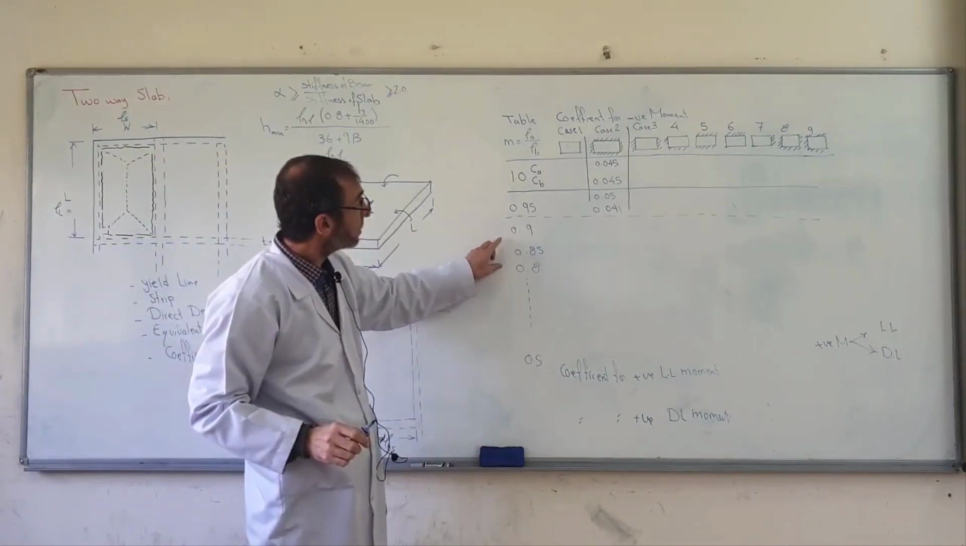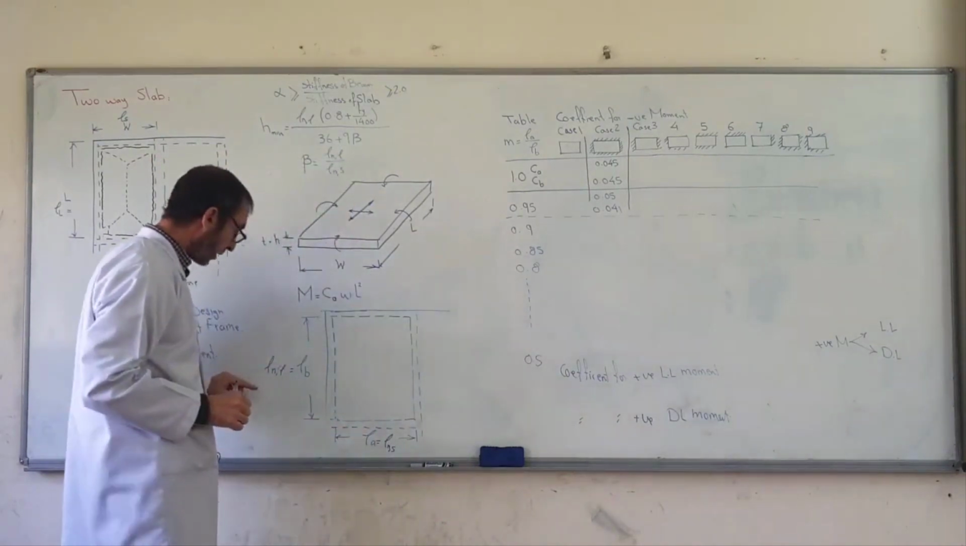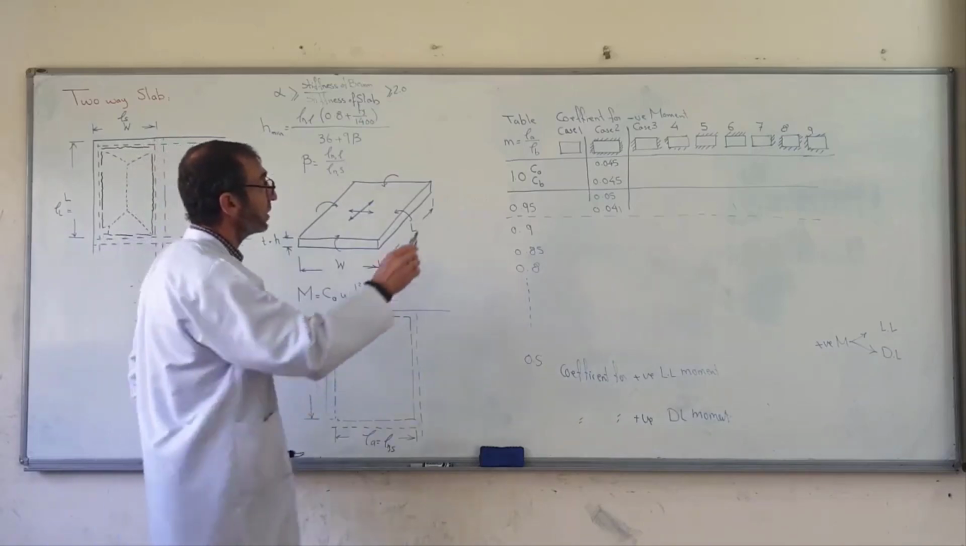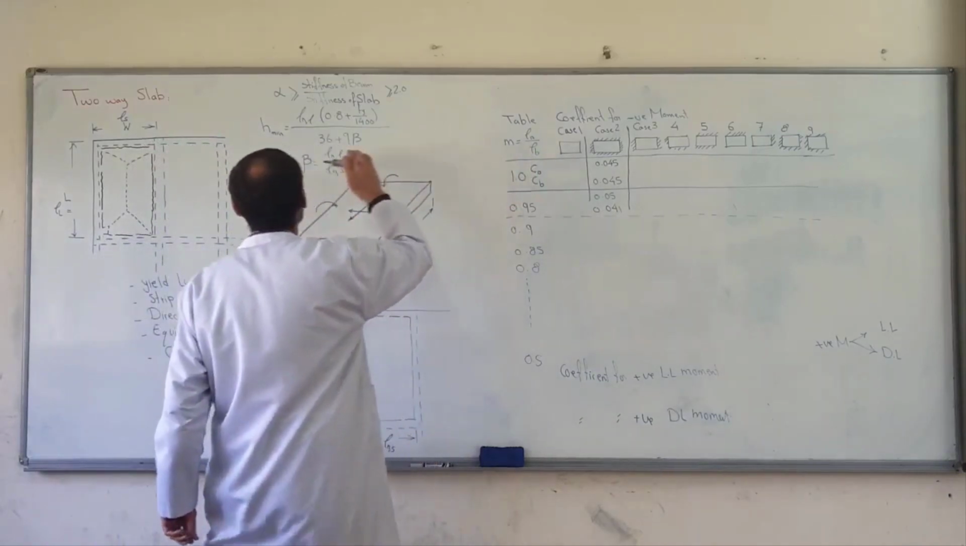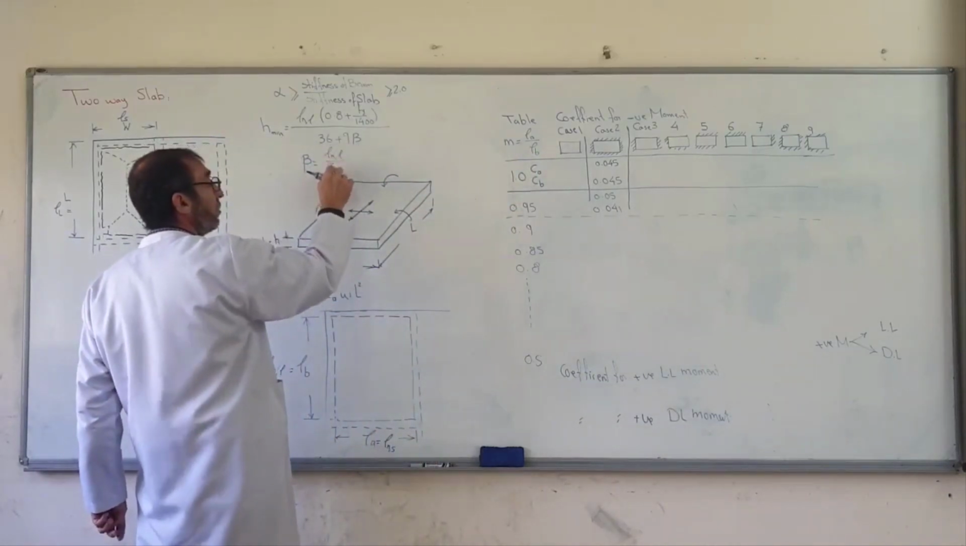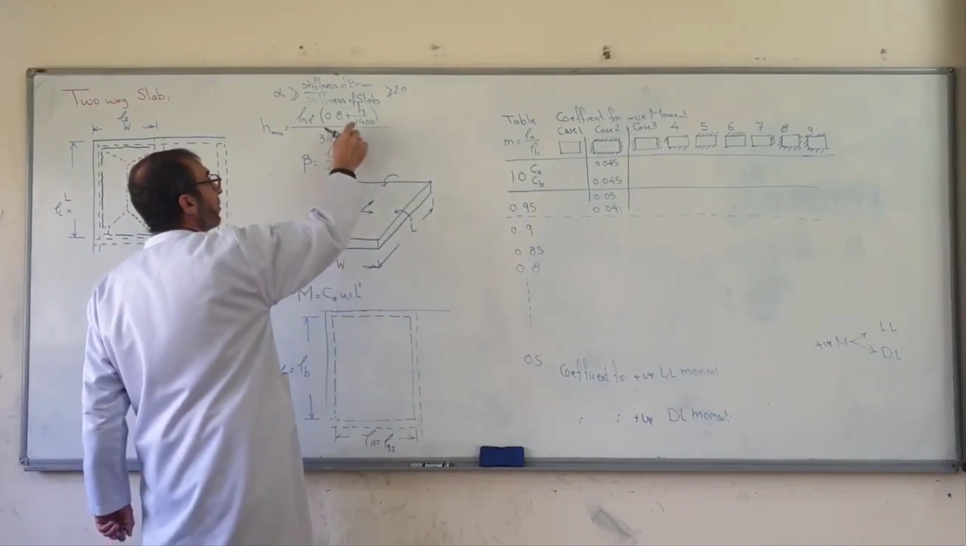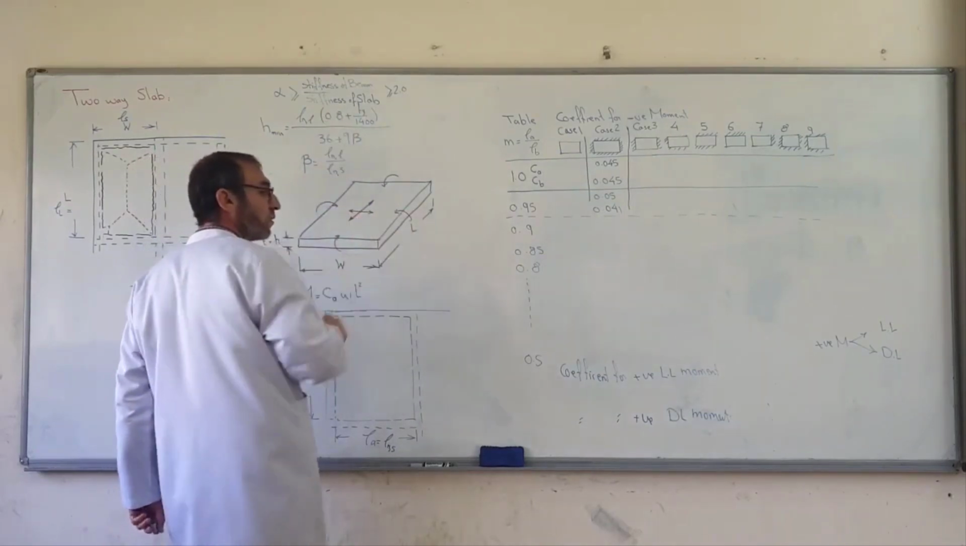In the opposite case, beta is equal to long over short. Depending on this equation, we can find the thickness of the slabs.